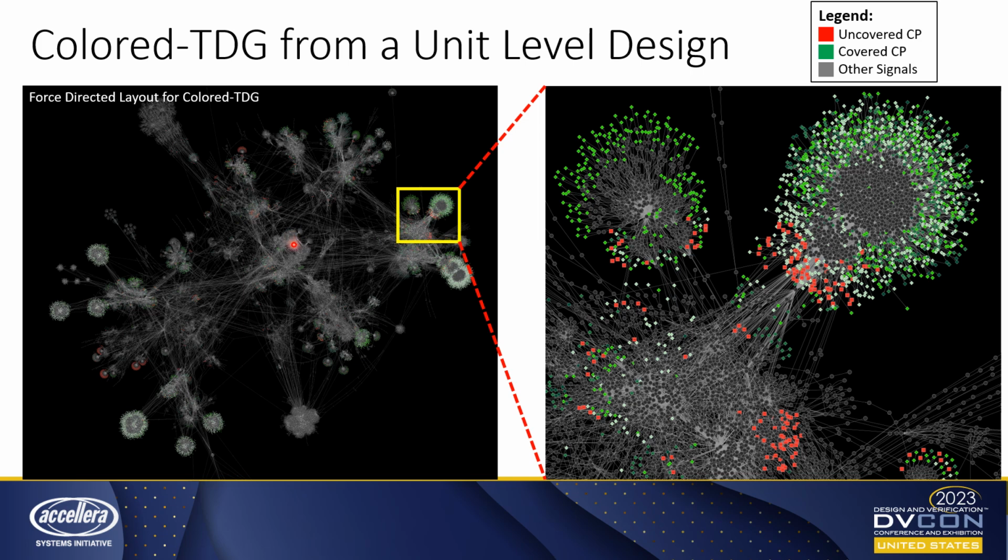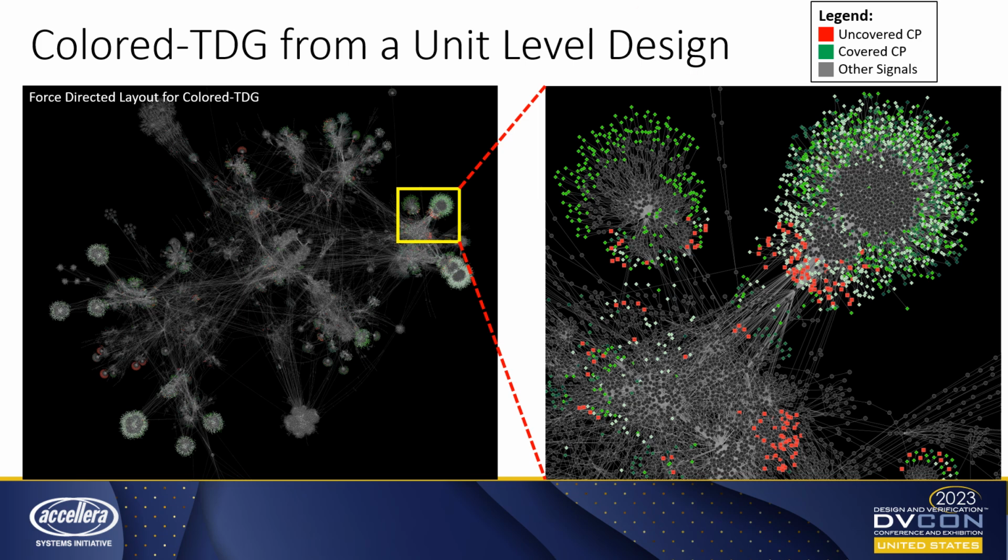This slide shows the picture of a trace driver graph of a real unit level design at Nvidia. And the rendering has been done using a tool called Cytoscape. If you zoom in to the top right corner of the graph, then this is how it looks. And the nodes have been colored based on the type of nodes. So for instance, the gray nodes here represent signals, the red ones represent uncovered cover properties, and the green ones represent the covered cover properties. And a darker shade of green represents a higher hit rate to those cover properties compared to the lighter shade of green.